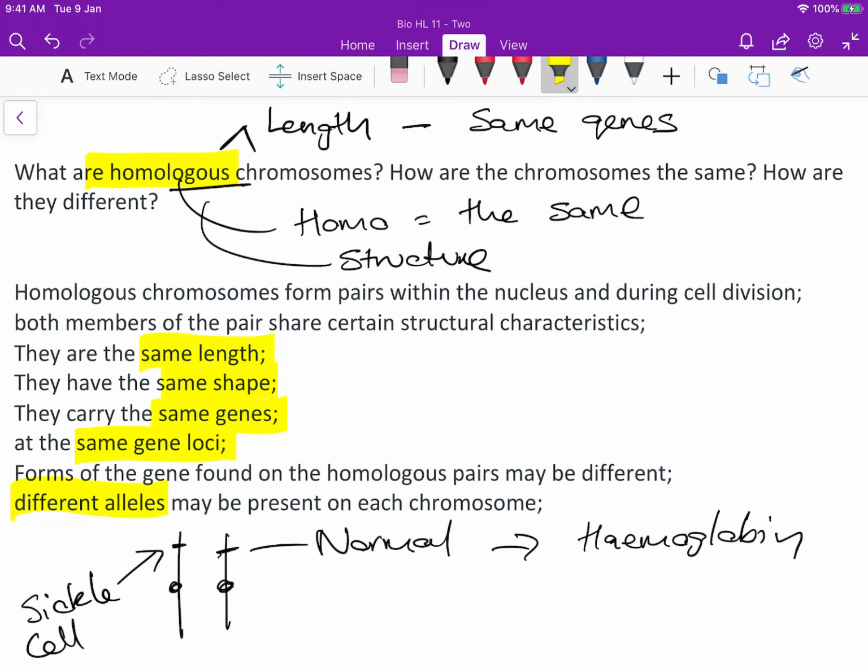The other thing that they do that we'll see when we look at cell division is that they will form pairs during cell division. They can pair up, find their partner, and they also do this pairing up in making of sex cells that we'll look at in reproduction.